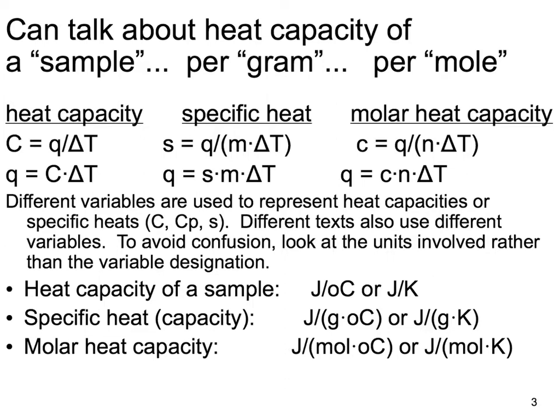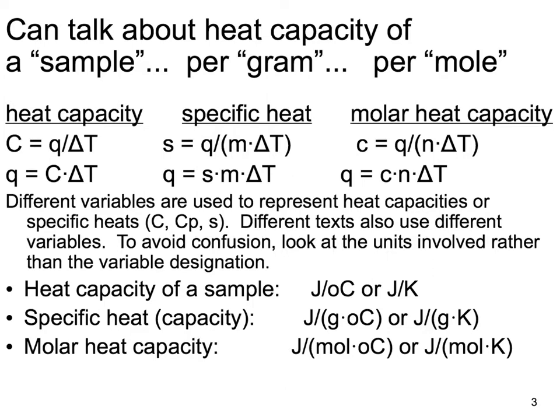Molar heat capacity now is when we're specifically talking about moles. So in this case, C is equal to Q over n times delta T, and we can rearrange to find Q is equal to C times n times delta T. So different variables are used to represent these heat capacities or specific heat. So we can see C, C sub P, or S. Different texts also use other variables.